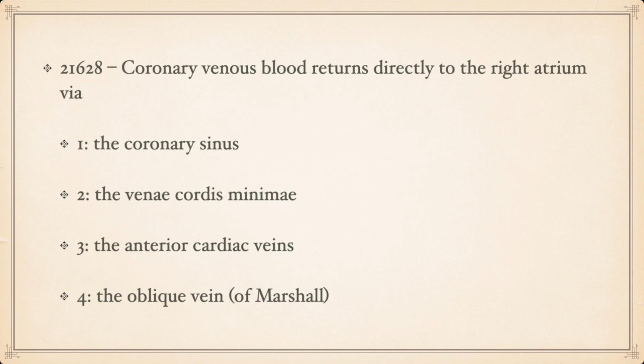Number 4, the oblique vein of Marshall. That is actually false. The reason being is because the oblique vein of Marshall opens into the coronary sinus. So the blood drains from the oblique vein of Marshall into the coronary sinus and then into the right atrium. So that one isn't direct. The oblique vein of Marshall, remember, is the remnant of the left superior vena cava, which is obliterated during embryology.